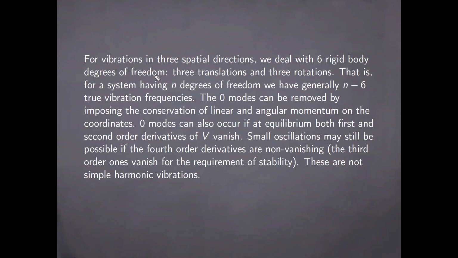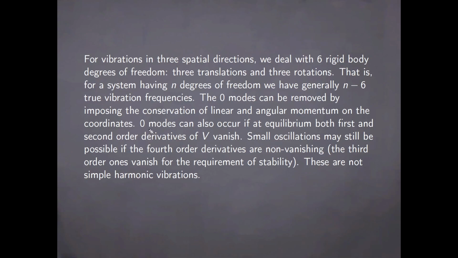Now, for vibrations in free spatial directions, we deal with 6 rigid body degrees of freedom. We have free translations and free rotations. So for a system having n degrees of freedom, we generally have n minus 6 true vibration frequencies. And all of the zero modes that are involved here can be removed by imposing the conservation of linear and angular momentum on the coordinates.